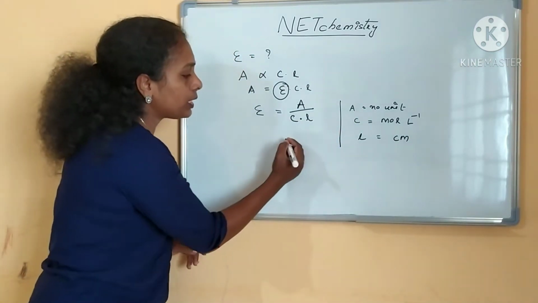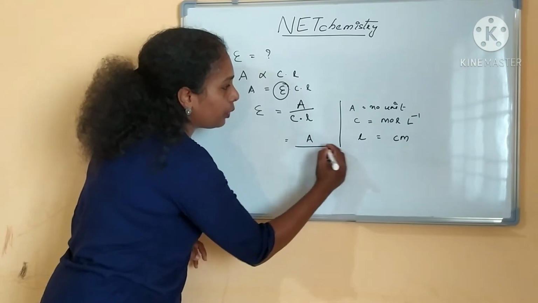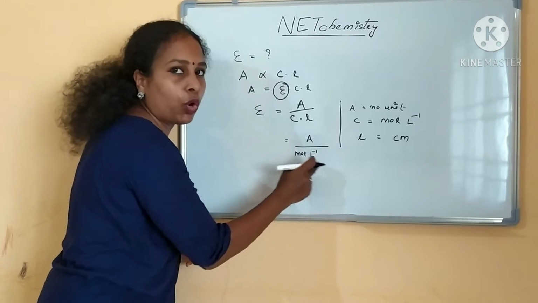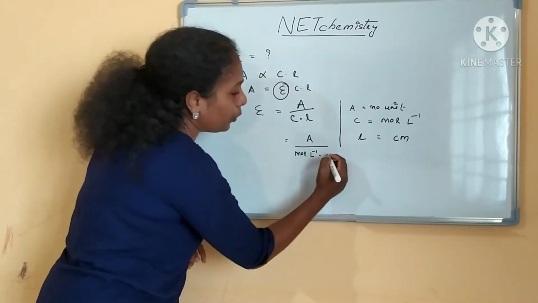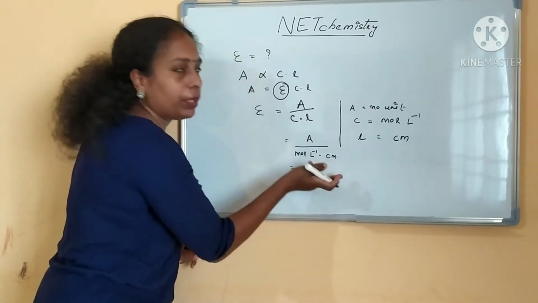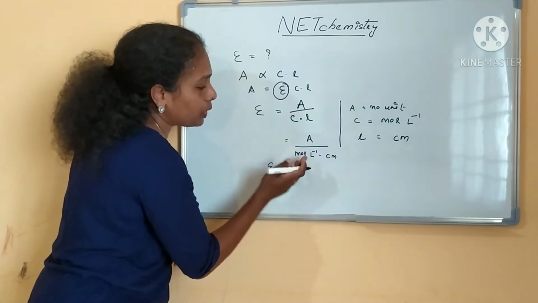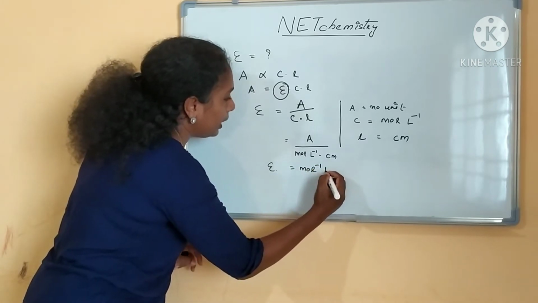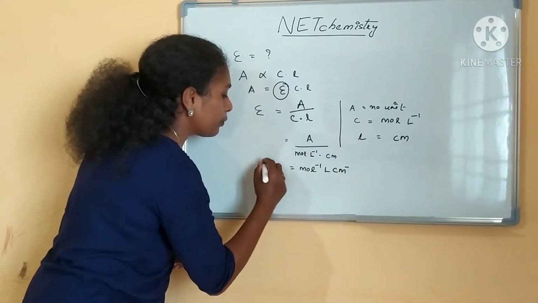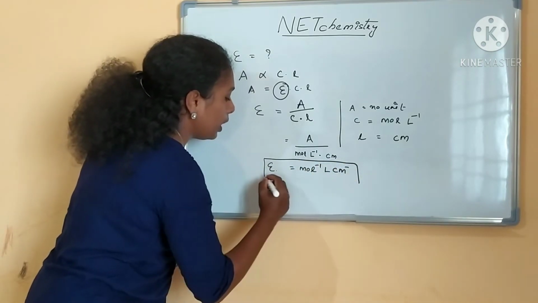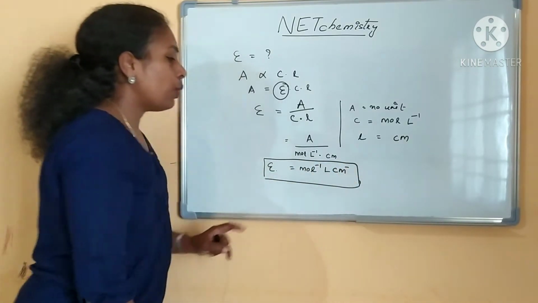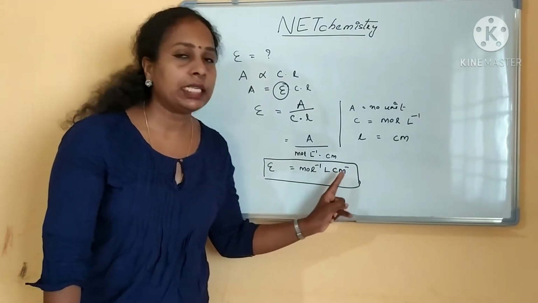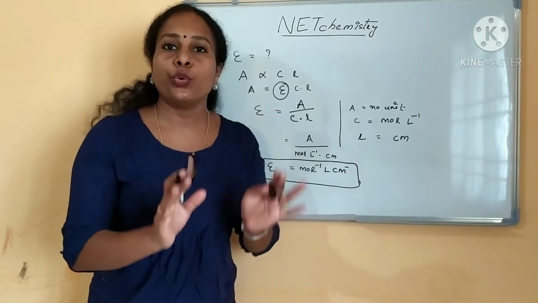So we will substitute in this equation. Absorbance has no unit, concentration has the unit mole per liter, mole liter raised to minus 1, and length has the unit centimeter. So what will be the unit of epsilon? Taking these from above, the unit of epsilon is mole raised to minus 1, liter, centimeter raised to minus 1. This is the unit of epsilon.